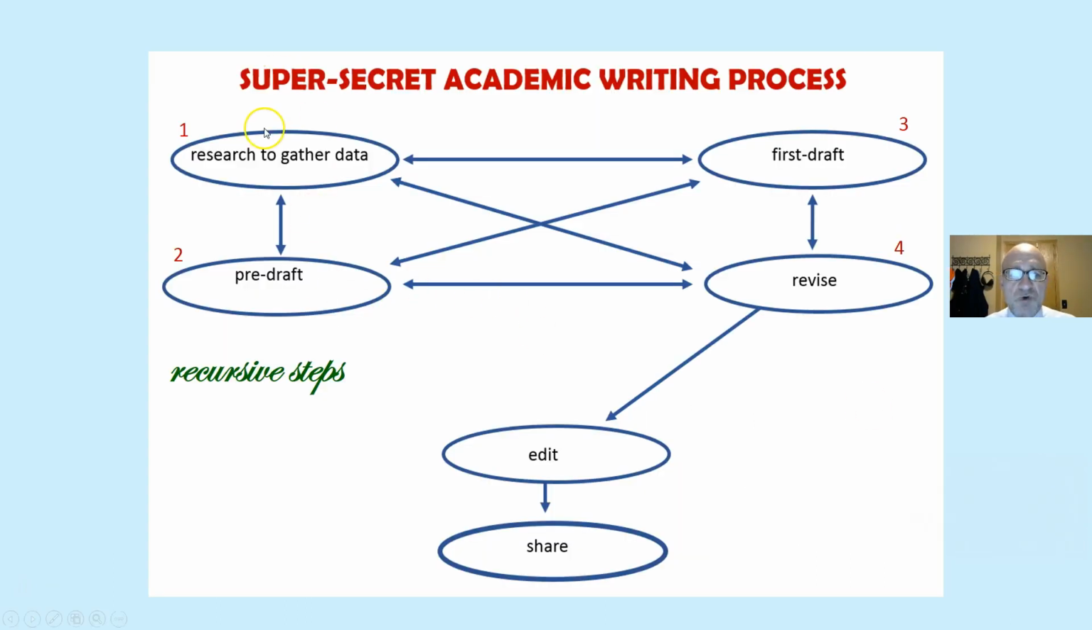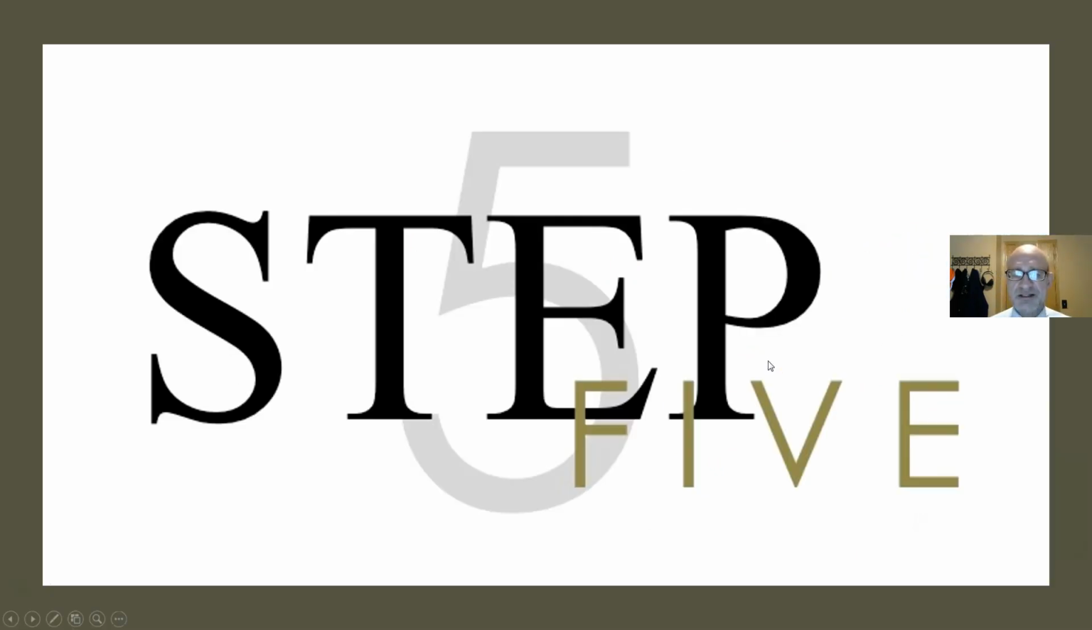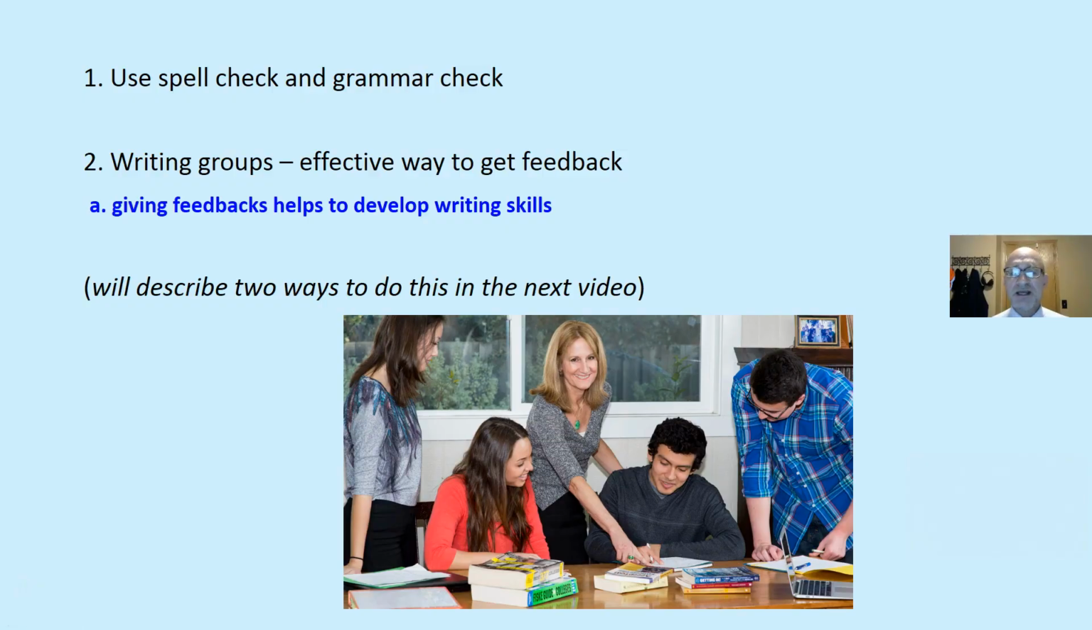And again, step 1, gather data. Step 2, the pre-draft, you're taking notes. Step 3, first draft. Step 4, revise, but notice sometimes you go back and forth, back and forth, back and forth with these, all right? Recursive. But after you have revised, then you go to the editing step. Step 5, all right? Of course, you use a spell check and grammar.